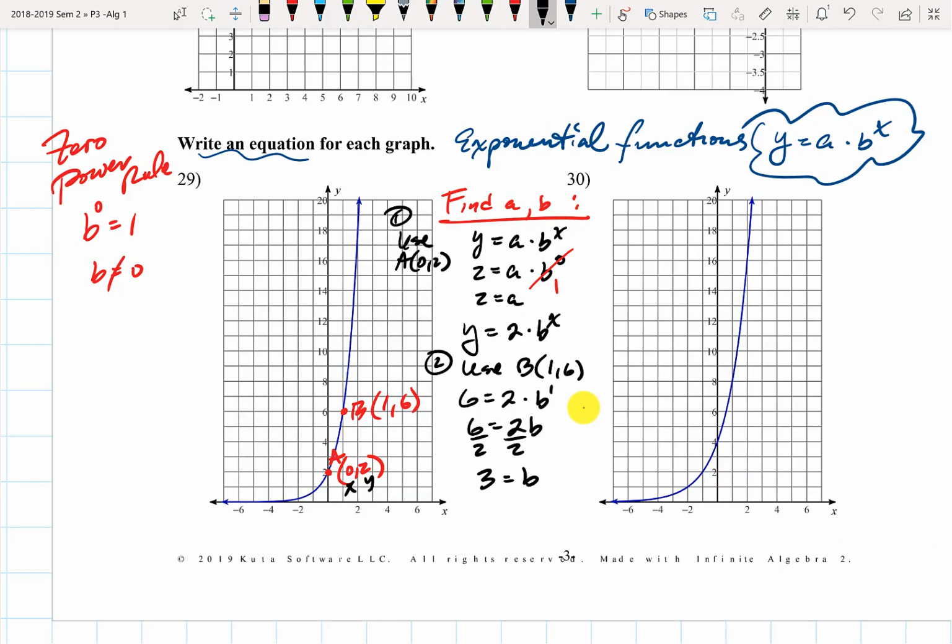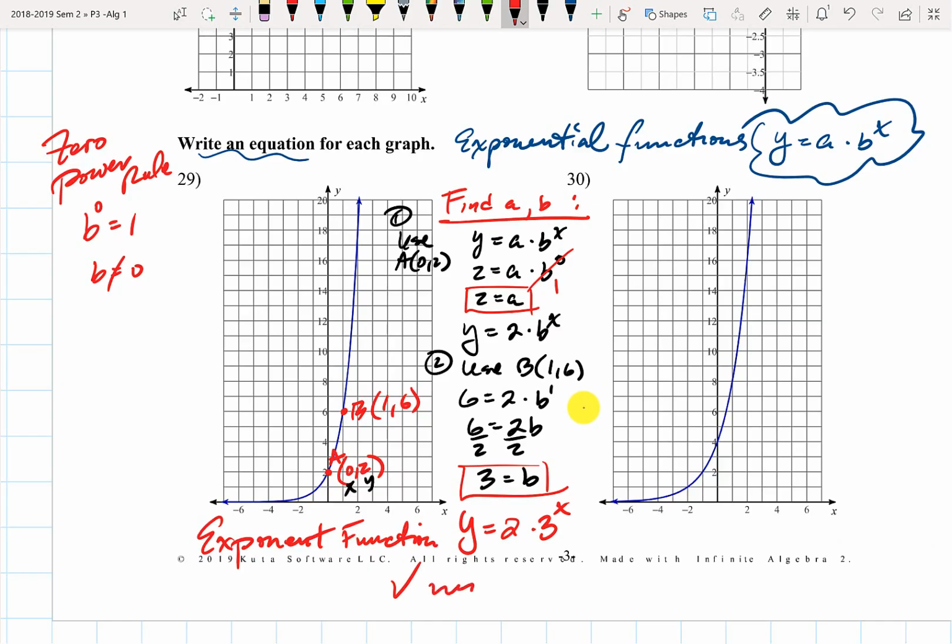So now you know what the function looks like. Let's put that in red. y is equal to, A is 2, b is 3, right? So you get 2 times 3 to the x power. So this is your exponential function. If you put that in the TI-83 or TI-84, you can check. Just put the function in and you'll see it's the same graph.